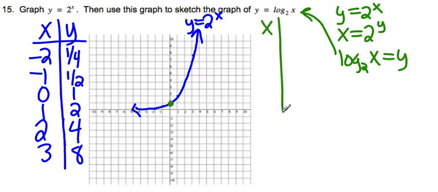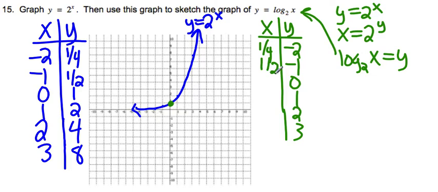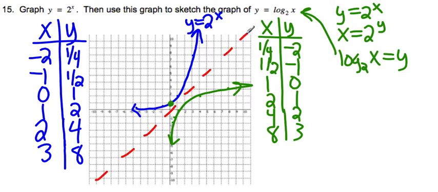So to graph this, we're going to switch the x and y that we have over here. So -2, -1, 0, 1, 2, 3, and 1/4, 1/2, 1, 2, 4, 8. So we'll graph these things: 1/4, -2; 1/2, -1; 1, 0; 2, 1; 4, 2; 8, 3. So here's what this looks like. Again, they're inverses, so it's going to reflect over the line y equals x.